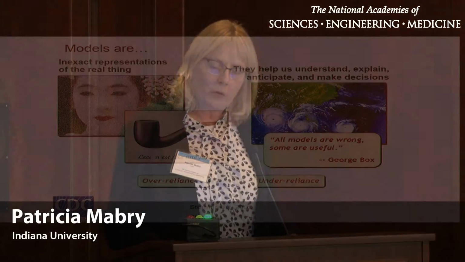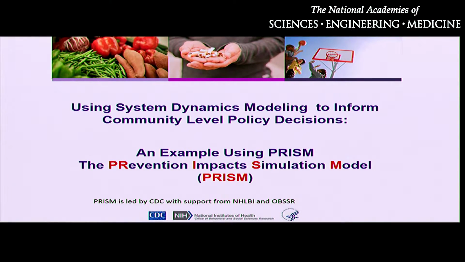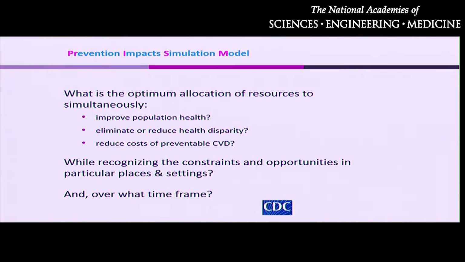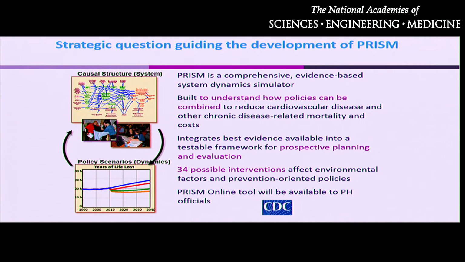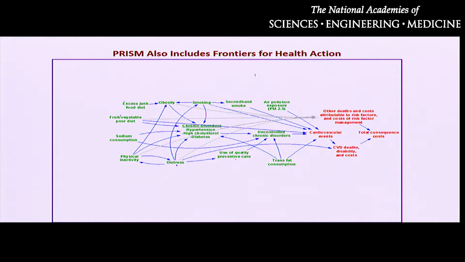Okay. And all models are wrong, some are useful. Okay, there's a spectrum, right? So I just want to quickly give you an example from PRISM, because I think it'll help illustrate one of the uses. And I don't know if you can see this too well. This is from CDC, who did a ton of work and spent a lot of money developing. This is system dynamics modeling.